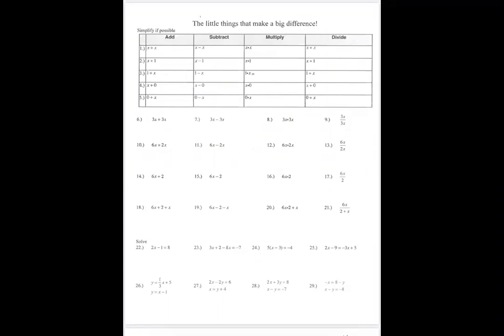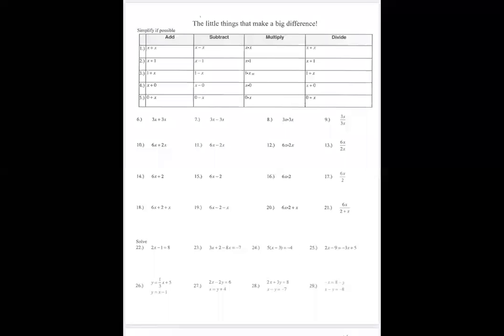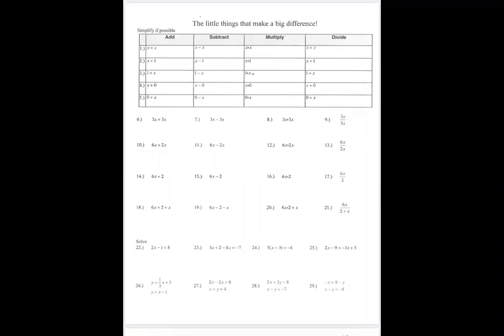The first section, the chart 1 through 5, is asking you to simplify if possible. You will not be able to simplify all of those. The next section, 6 through 21, is simplifying also, combining like terms. And the last section, 22 through 29, is just some basic equation solving. So again, I would go ahead and hit pause to try these. And in the next slide, I will review the answers.